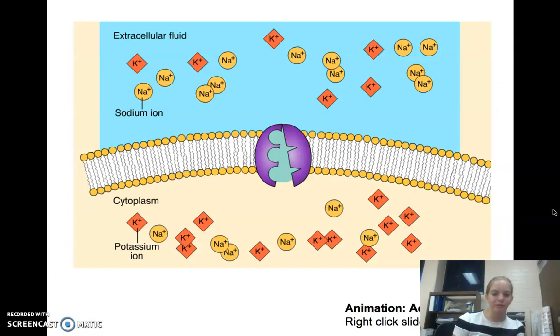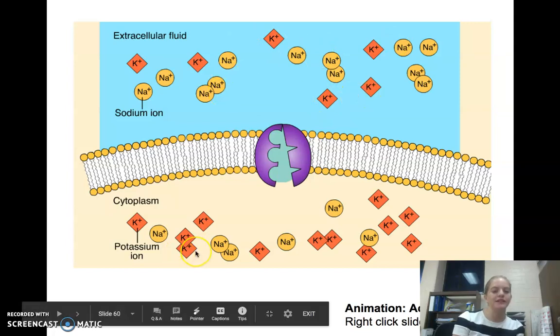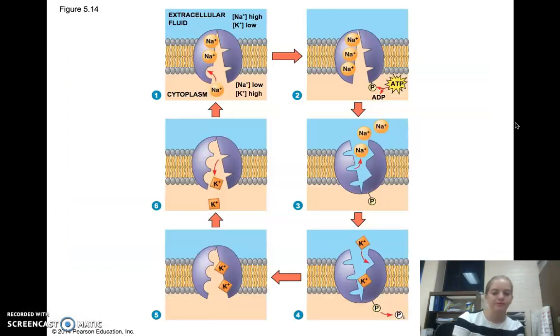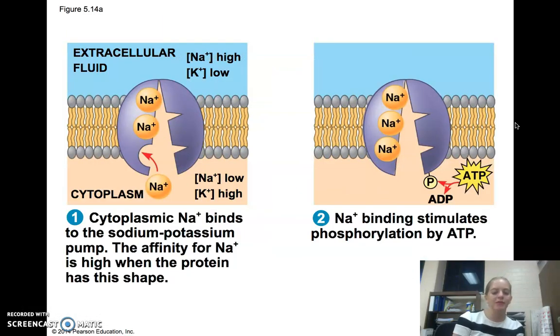So this is kind of a picture of the cell membrane system, and you can see there are lots of sodium ions outside the cell and not as many potassium ions. And then inside the cell, there is a lot of potassium but not a lot of sodium, and this is going to influence how these molecules move across the membrane. So basically what happens is, inside the cell there's low sodium and high sodium outside the cell. And the potassium is high inside the cell and low outside the cell.